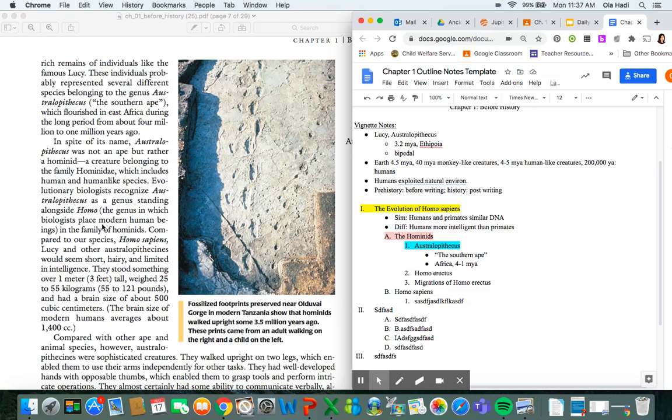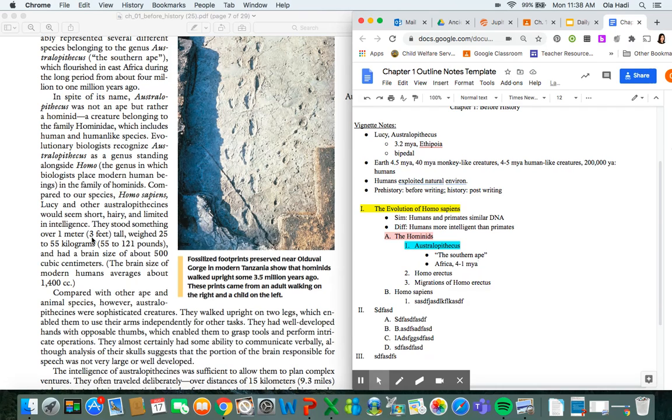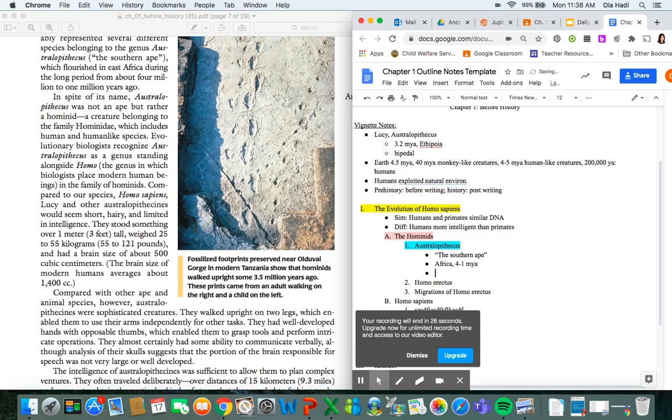Compared to our species, Homo sapiens, Lucy and other Australopithecines would seem short, hairy, and limited in intelligence. They stood just over 1 meter, 3 feet tall, weighed 25 to 55 kilograms, so about 55 to 121 pounds, and had a brain size of about 500 cubic centimeters. The brain size of modern humans averages about 1400 cc. From here, I need to take some quick notes. This is still about Australopithecus, so I want to put it underneath the Australopithecus section. I might say 3 feet, about 120 pounds, and their brain size, because I want to make sure I know that it's smaller than humans.